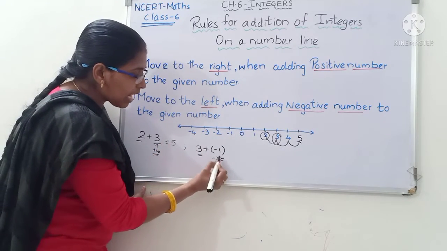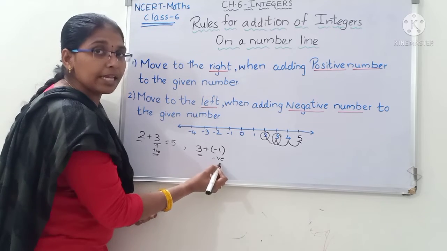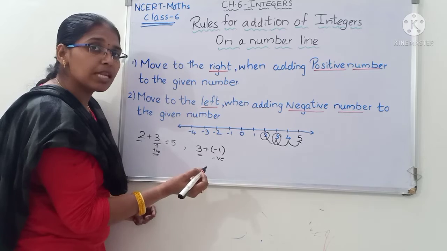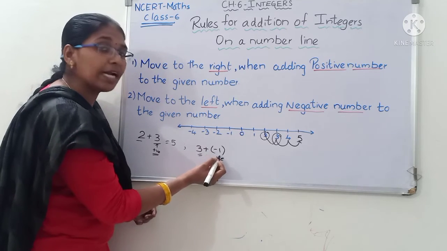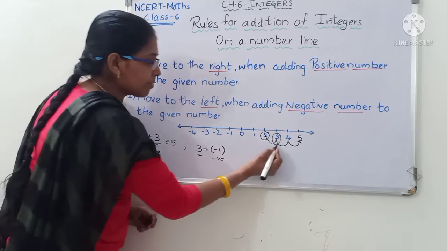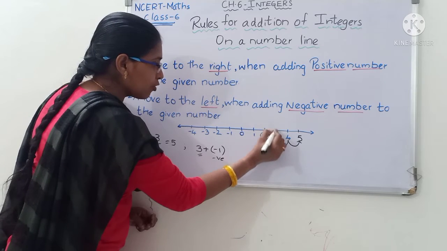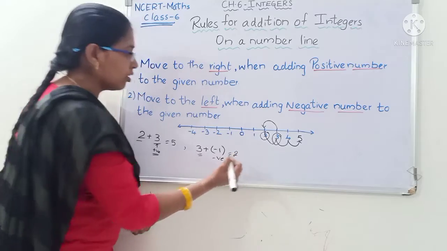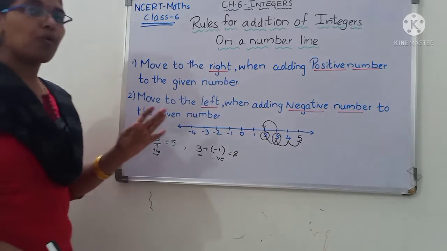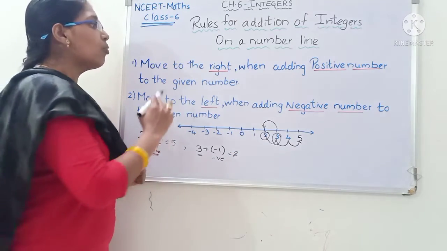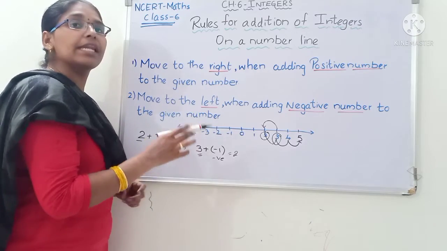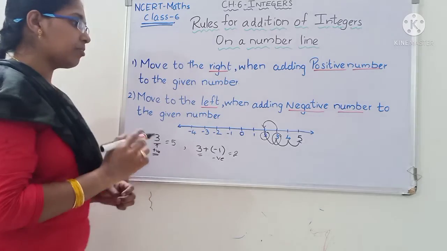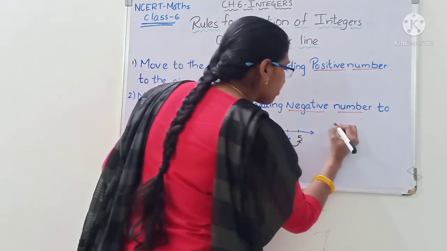So here we are adding minus 1, that is a negative number. So we should move towards left. How many steps left? You should move 1 step. As you are adding 1, you should move 1 step left. From 3, you move 1 step left. You get 2. So children, when you are adding a positive number to the given number, move towards right. When you are adding a negative number to the given number, move towards left from the given number. Let's see another example.